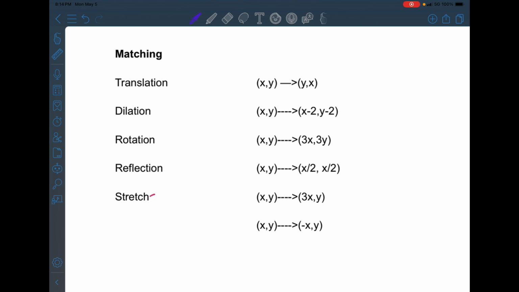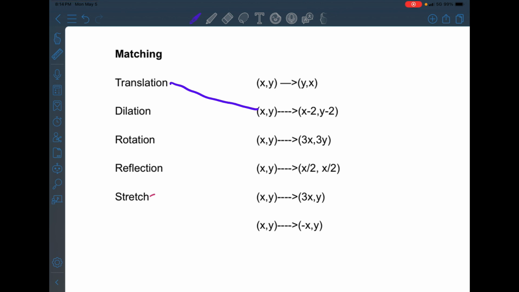Okay, so we're going to match these from the right to what they are on the left. So if you look at translation, remember translation is just moving something left or right or up or down, so you're adding or subtracting from x and y. It can be different numbers to x and y, it can be just to x or just to y, but that would be adding or subtracting, so that would go there.